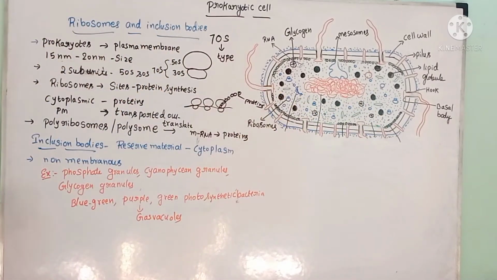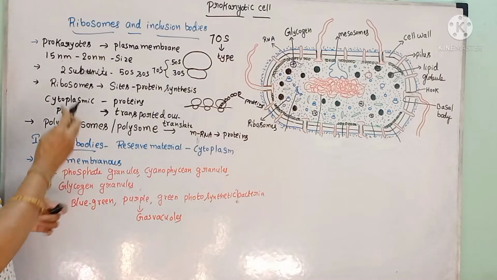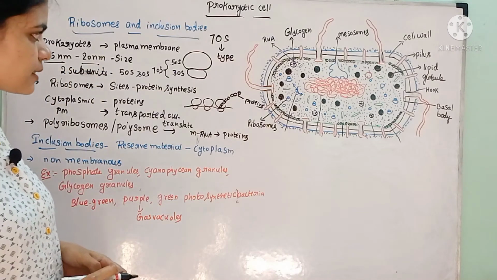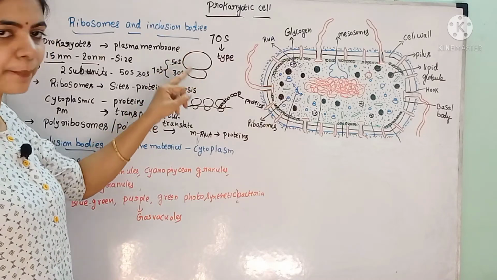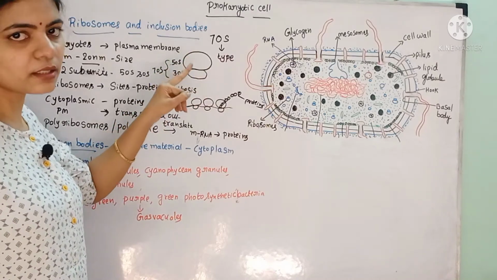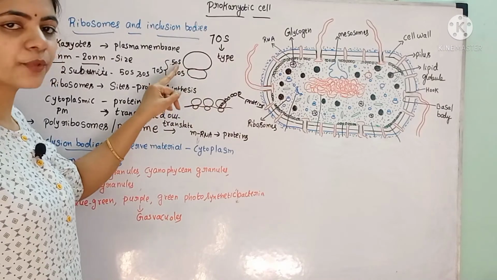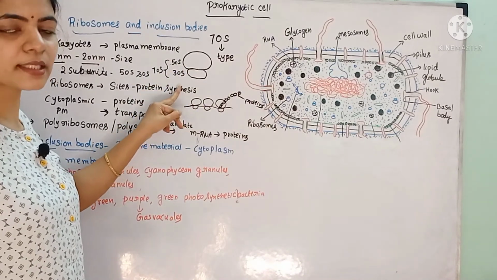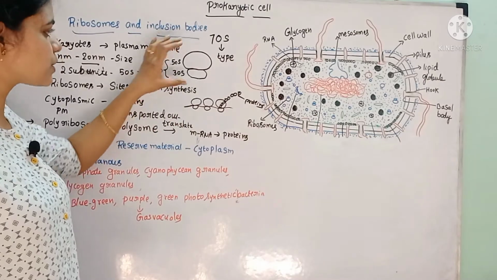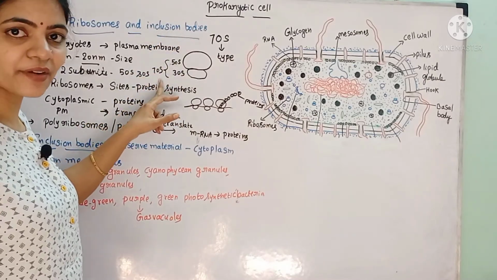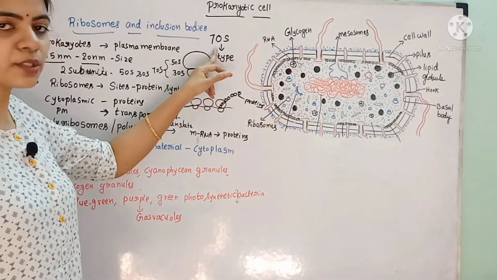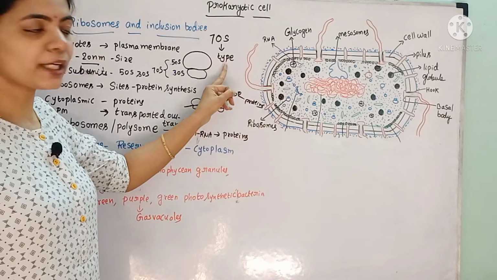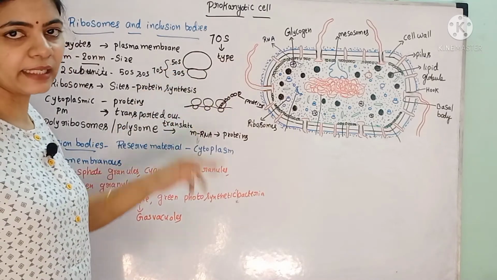The size of these ribosomes is 15 nanometers to 20 nanometers, and they contain two subunits, a larger subunit and a smaller subunit. The larger subunit is called the 50S subunit and the smaller subunit is called the 30S subunit. Together we call it 70S. Hence in prokaryotes, what type of ribosomes are present? 70S type of ribosomes. Actually if we sum up these two, we would get 80S.